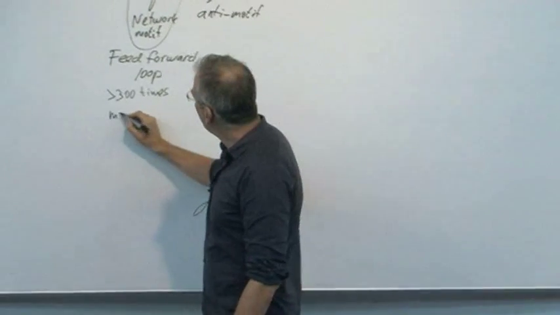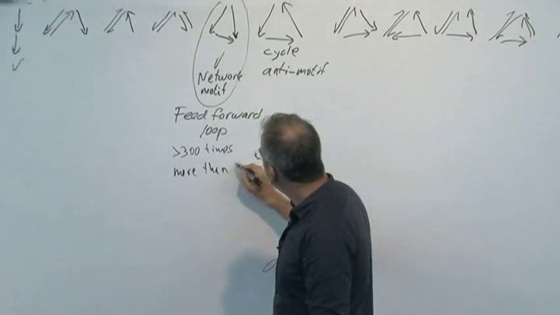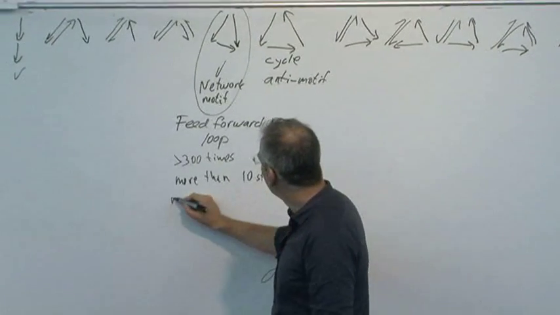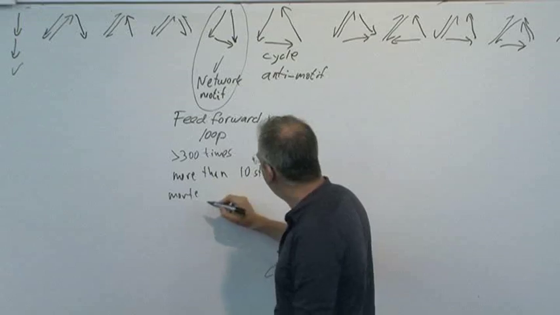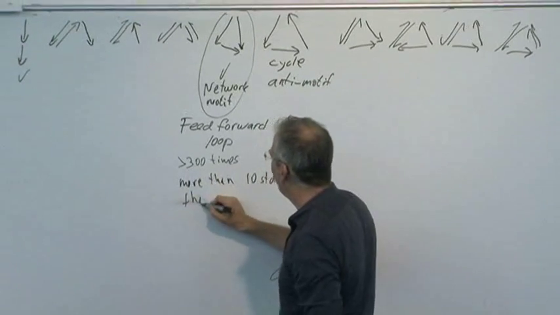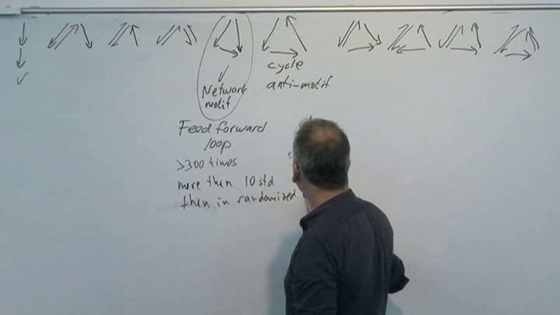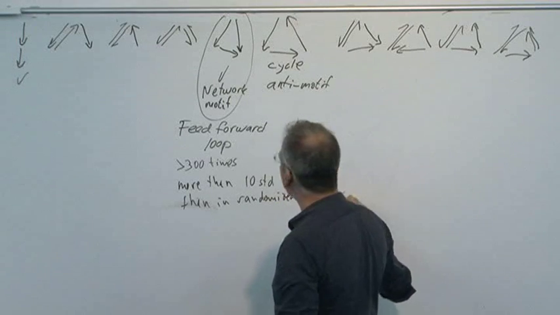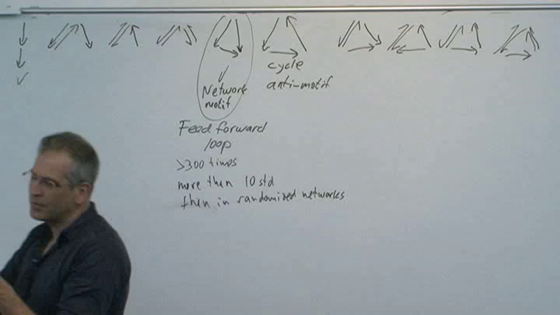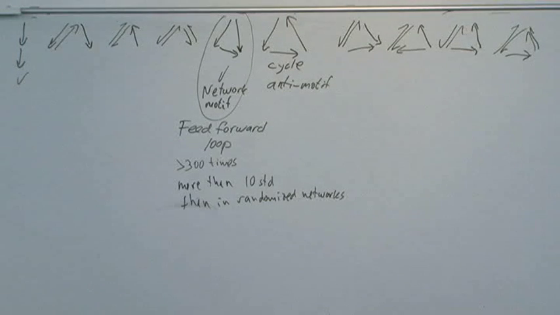And it occurs more than 10 standard deviations more than in randomized networks, which are very strictly randomized networks where you keep for each node exactly the same number of outgoing and incoming edges and you shuffle them. So we're going to look at the feed-forward loop for the first hour here.